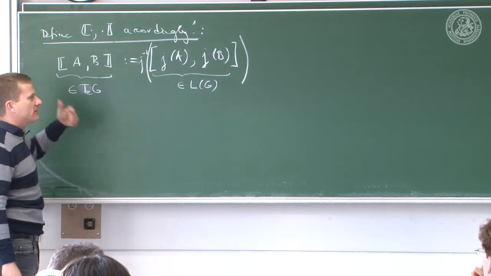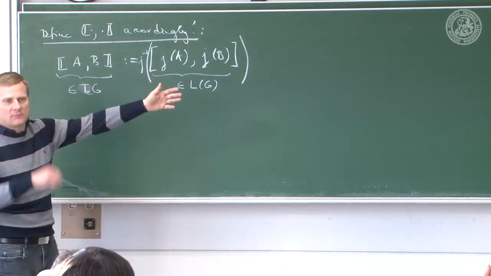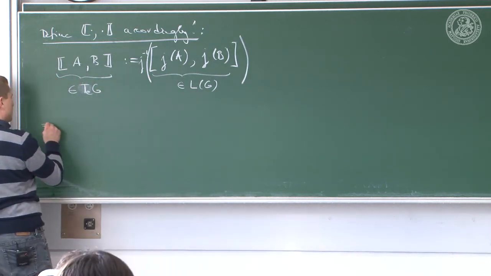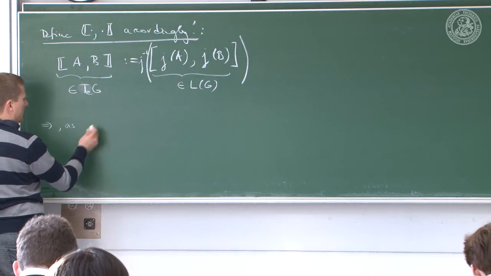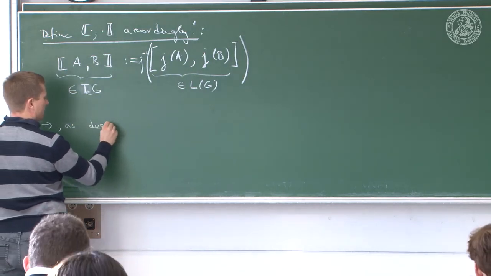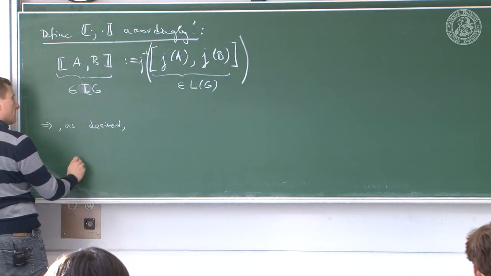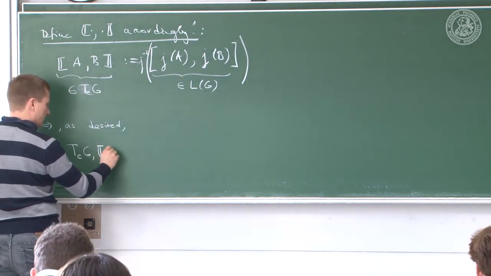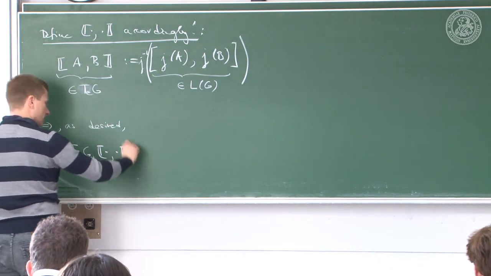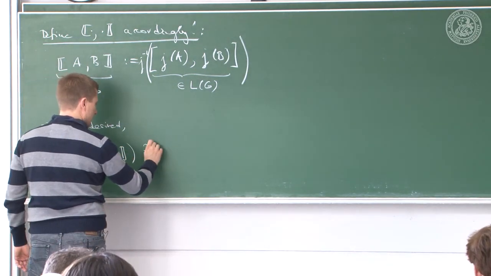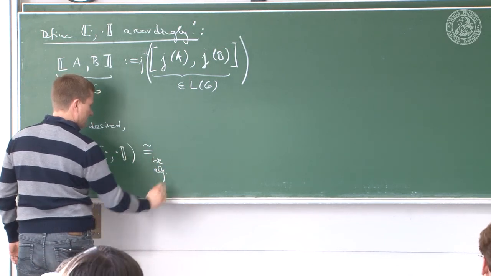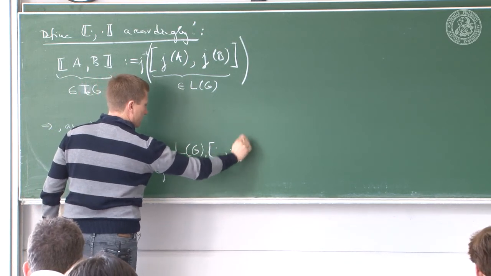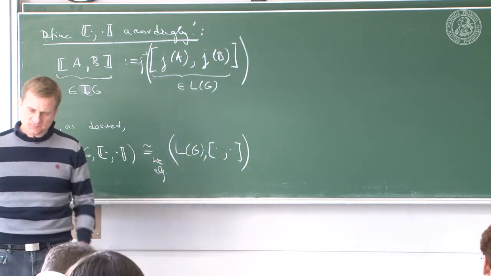Okay, and then you have as a theorem what I wrote down before, what I would like to have, namely that, as desired, it follows that TEG with this bracket is isomorphic as a Lie algebra to L of G with the commutator bracket of vector fields.